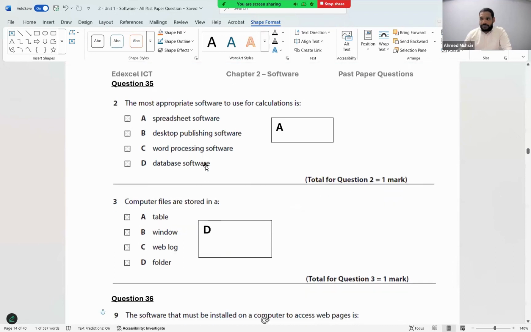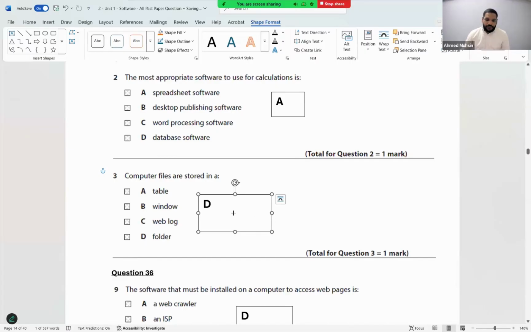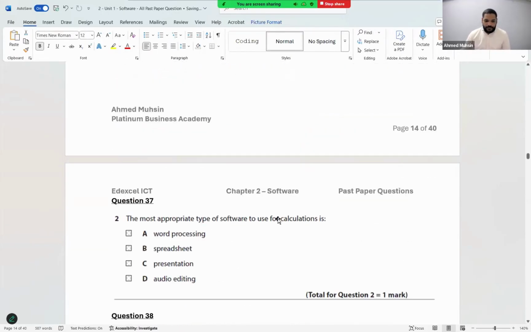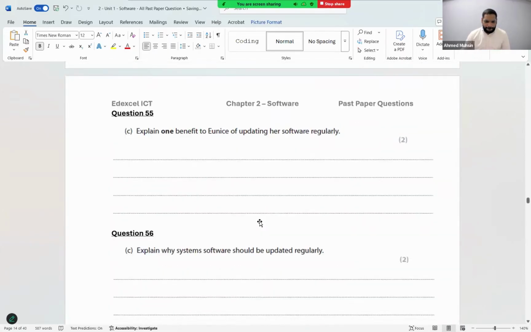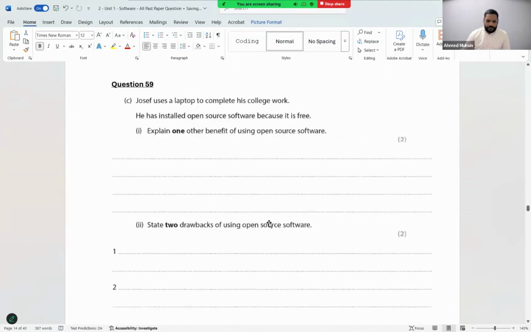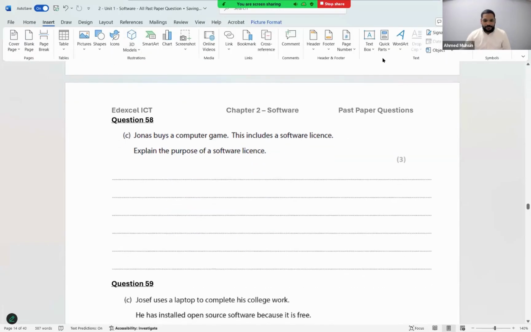For the first one here, spreadsheet software. Okay? Right, I'm moving down now. Everybody, page number 23, question 58.